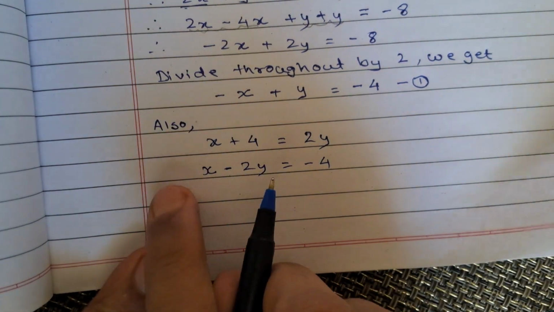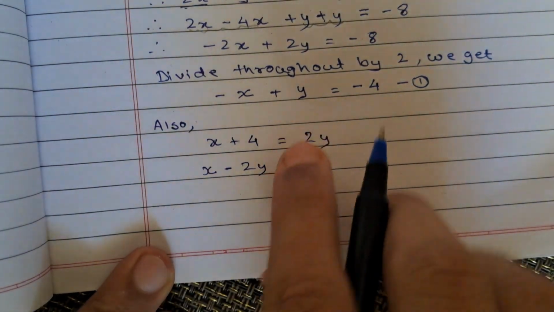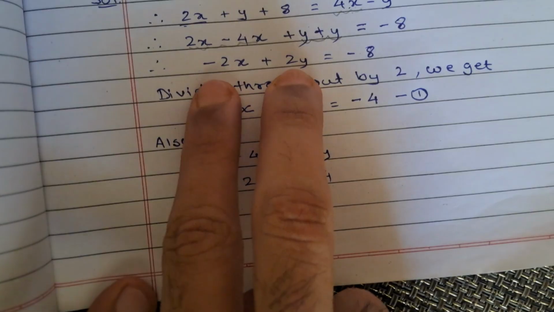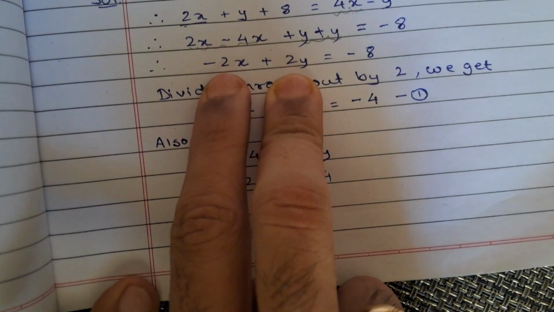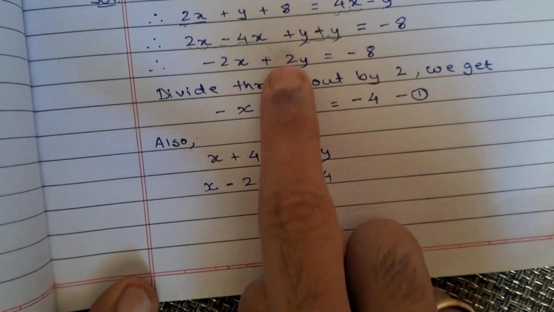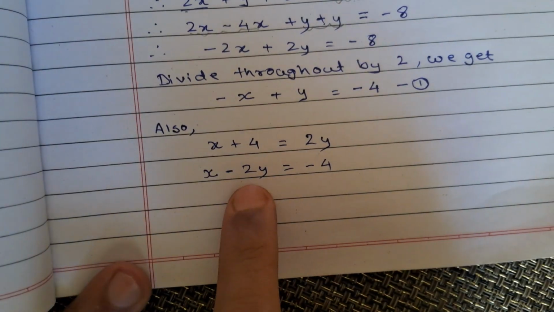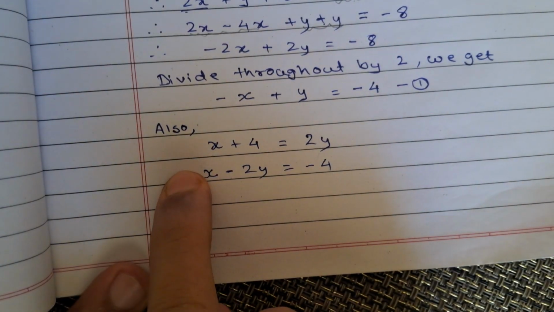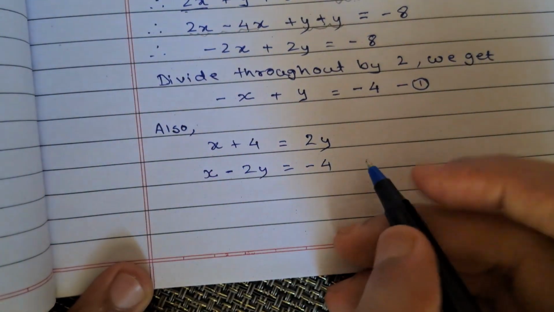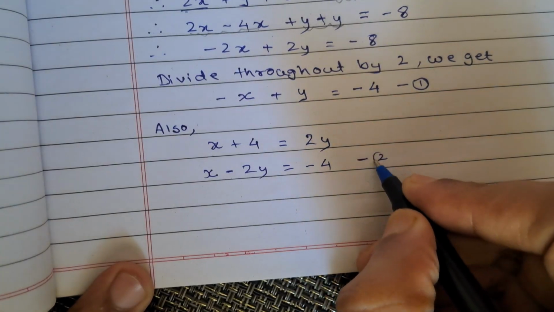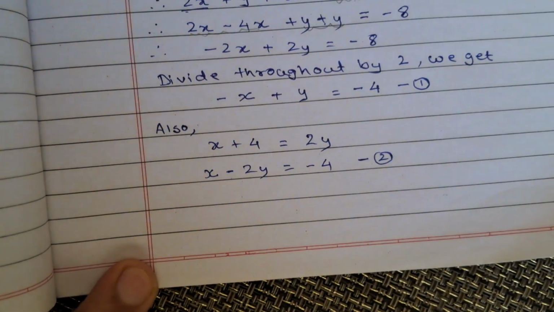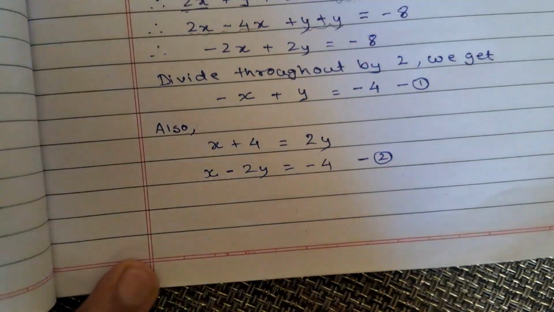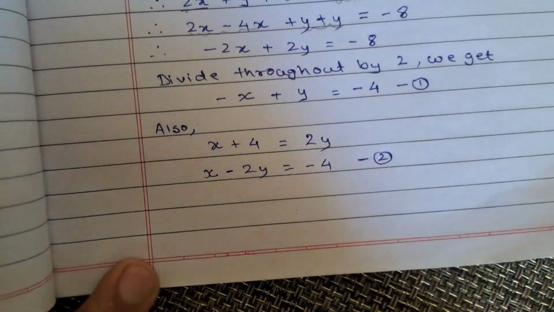I don't even need to divide anything over here, because in the previous sum it was not the case, right? We had 2 in both the places. That was the reason why I divided throughout by 2 to make it more simple. But here it is just with y. X doesn't have anything, so there is no need to divide anything over here. So I will number it as equation number 2. Now I have both the equations with me. I can proceed ahead with my solving.